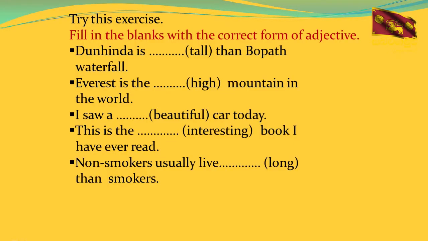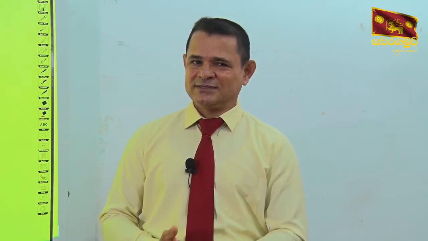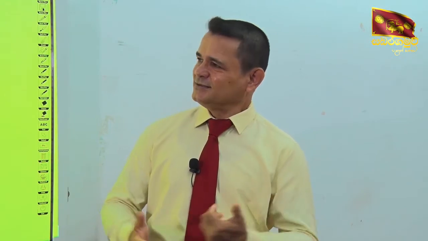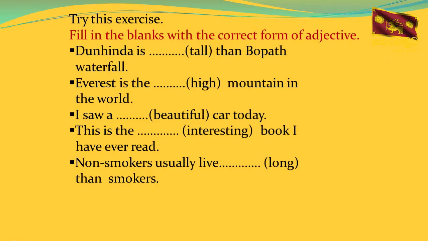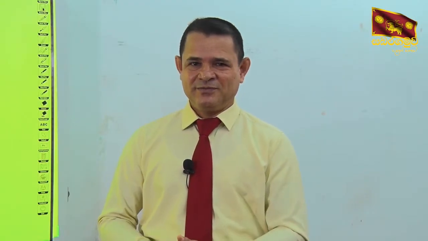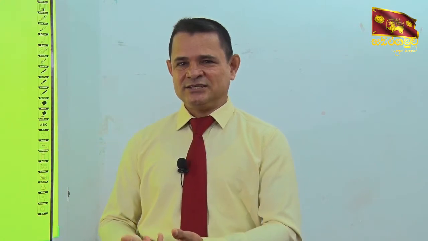Let's see, right? Fill in the blanks with the correct form of adjectives. Try again quickly. Dunghinda is blank than Bopat Falls. Now you can notice once again, talking of two things, right? And Everest is the blank mountain in the world. You can see now those tricks I told you. You have to see what are the words just before the blank.